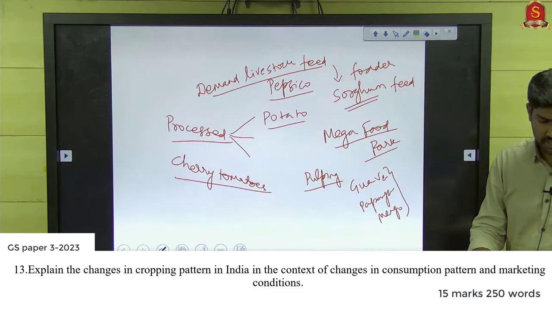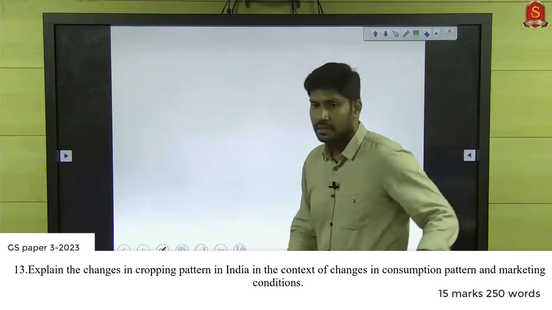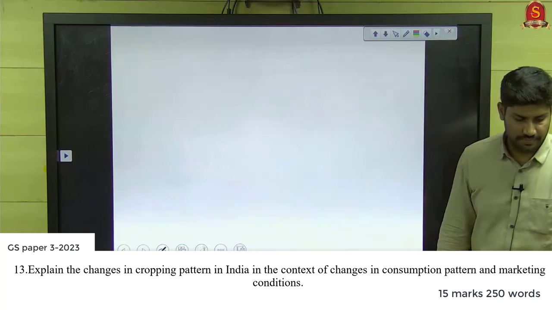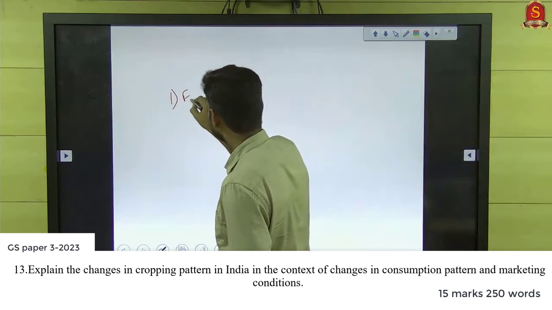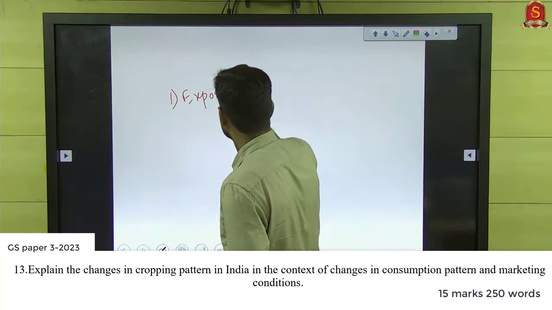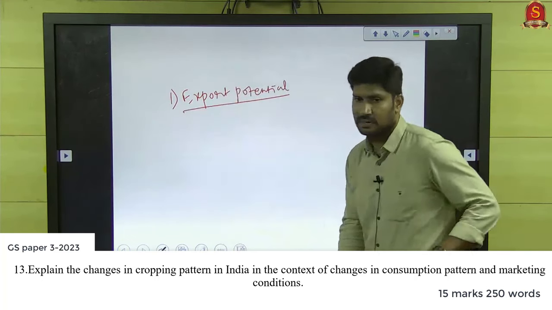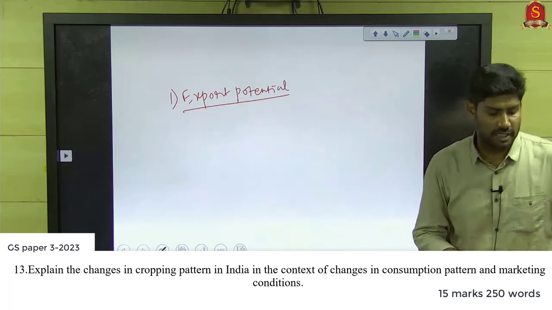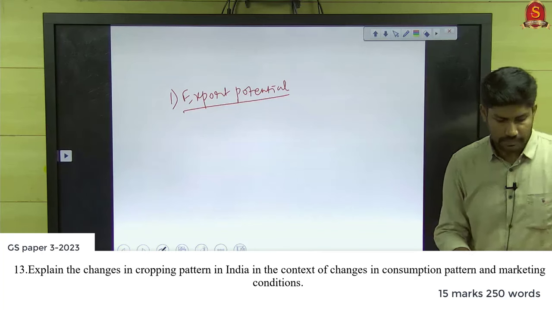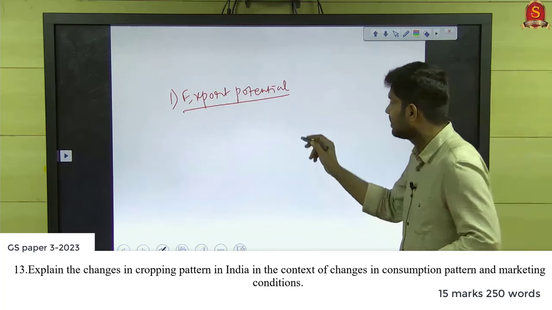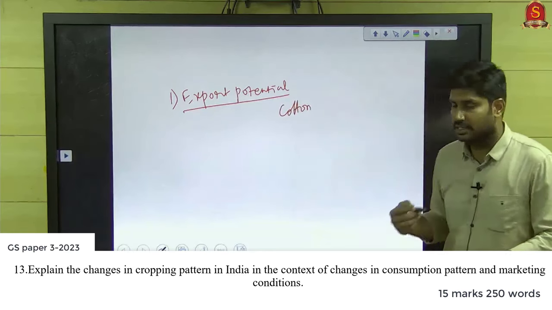Then market conditions. The next important factor is the marketing conditions: export potential. Again, the farmers choose the crops based on the export potential, so this is one of the important marketing factors. For example, cotton cultivation is very common and famous in the Maharashtra and Gujarat region.